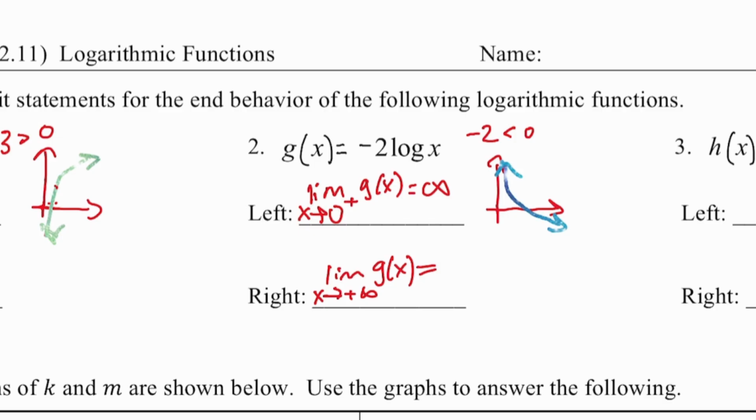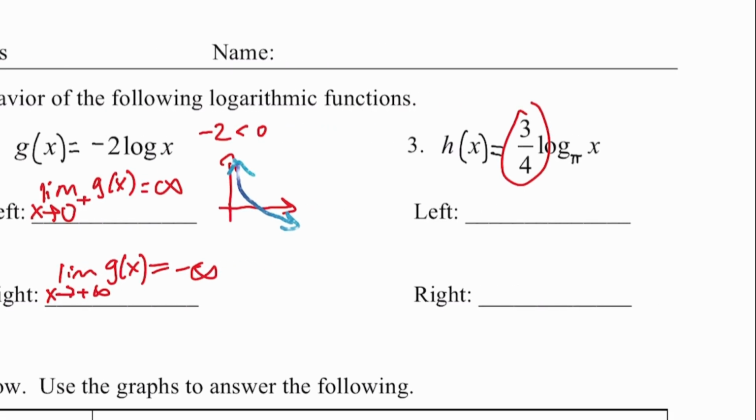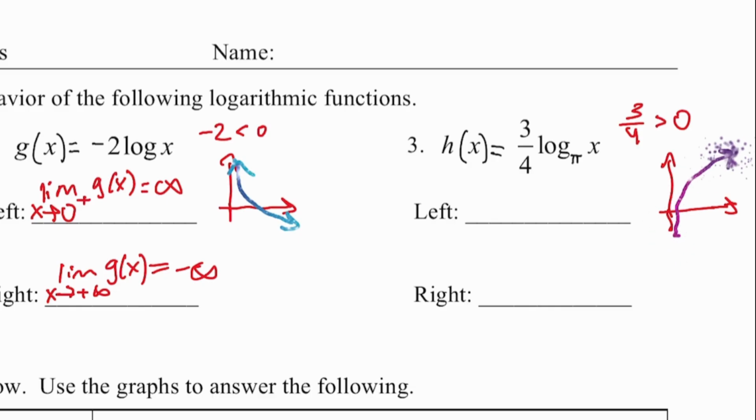So on the right side we see it's going to negative infinity. That's negative infinity, so yeah. And now our last one is 3/4. It's not a negative number, so 3/4 is indeed greater than 0. If we write our small graph, it will be negative to positive, so it's increasing.